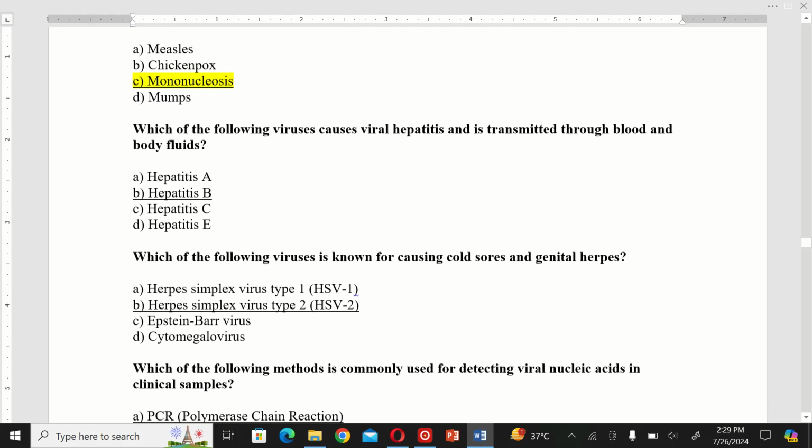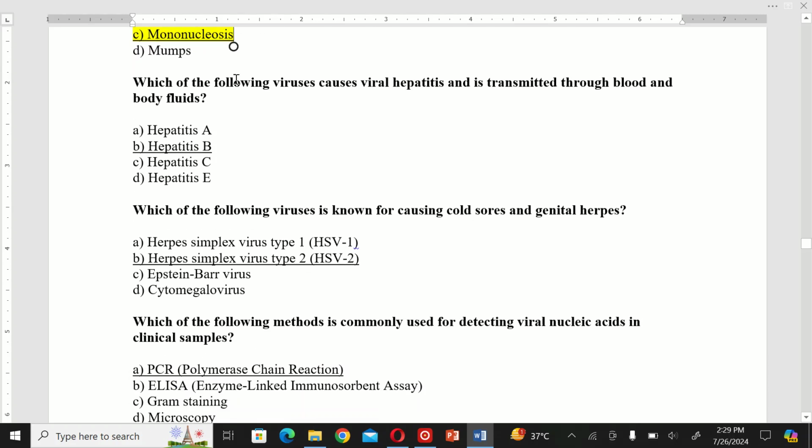The next MCQ is: which of the following viruses cause viral hepatitis and is transmitted through blood and body fluid? A. Hepatitis A, B. Hepatitis B, C. Hepatitis C, D. Hepatitis E. So the correct option is hepatitis B.